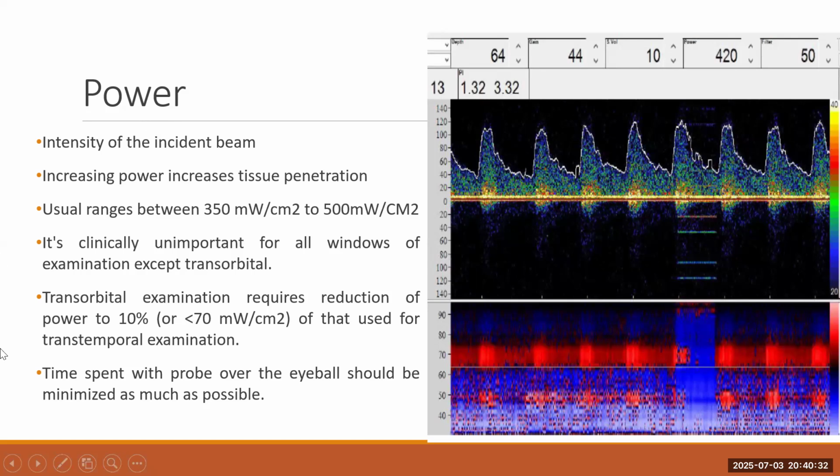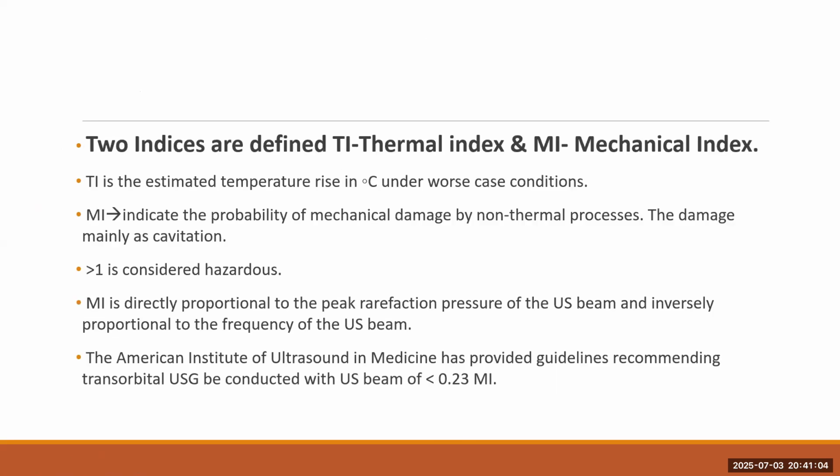There are guidelines which suggest that the power of the insonating probe should be less than 70 milliwatt per centimeter square, because the eye is a very sensitive structure. Even the MI and TI need to be kept in mind, the mechanical index and the thermal index. This is the foremost takeaway possibly from this introduction class. When we insonate a transorbital window, our power should be less and our mechanical index and thermal index should be less than 1.